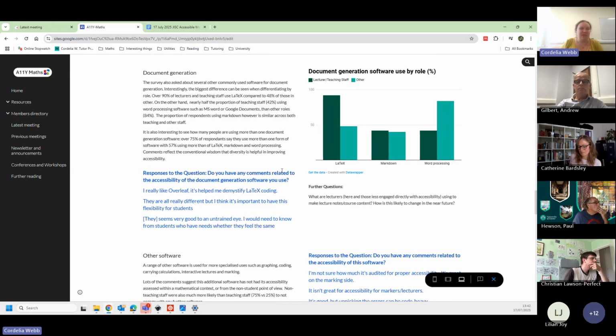Another one I found interesting was looking at how we write documents, and there's very much a split between those who are lecturing teaching staff and the learning technologists and librarians and others, as a loose grouping. There's a very interesting trend about those using LaTeX to produce documents and those using more traditional word processing, such as Microsoft Word or Google Docs. So Markdown's the middle ground where we all meet and get on, apparently.